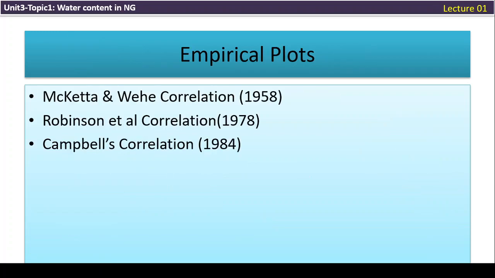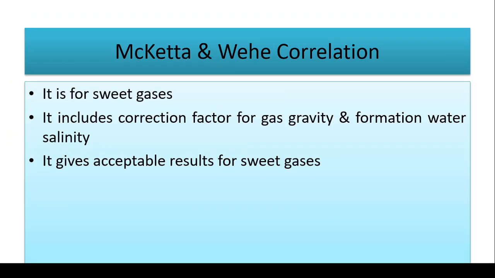Coming to the empirical plots, we have three different approaches. One is the McKetta and Wehe correlation, the second is the Robinson et al. correlation, and the third is the Campbell correlation. There are many other empirical correlations and plots also, but we are going to discuss only these three. So let us take them one by one. The McKetta and Wehe correlation is the first one.